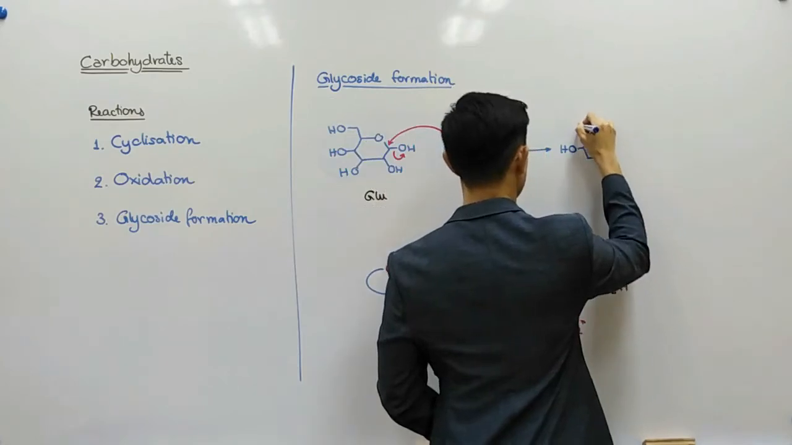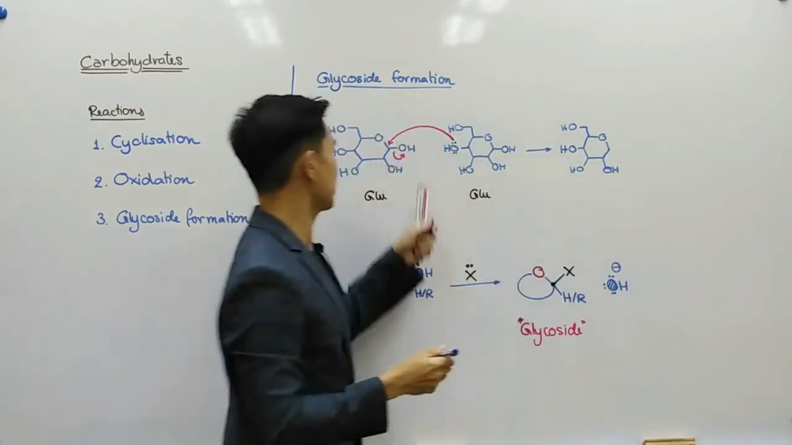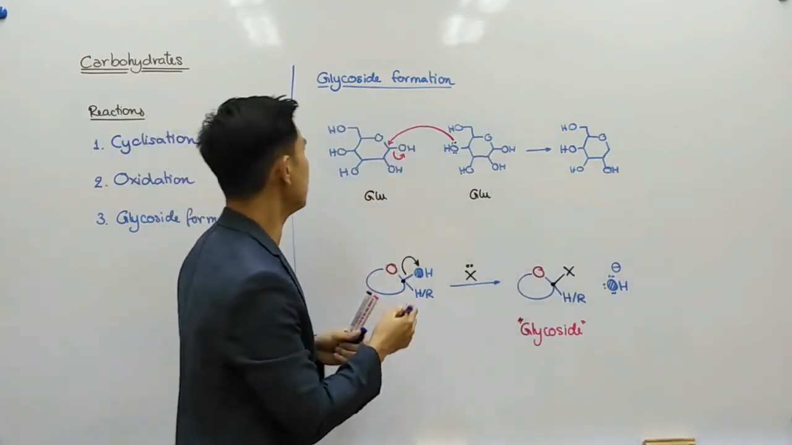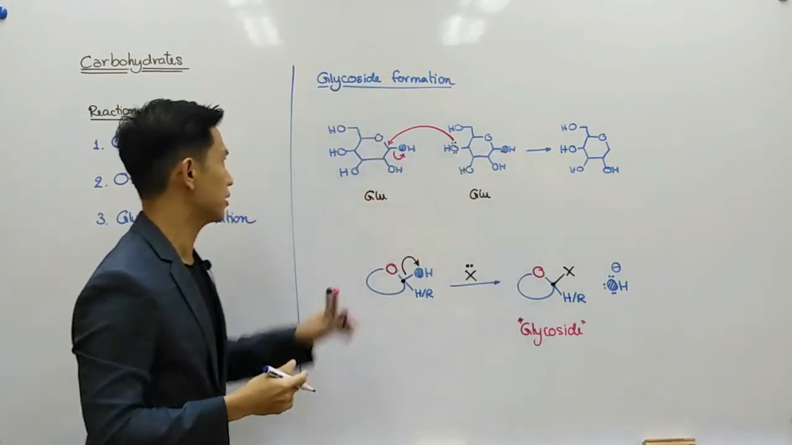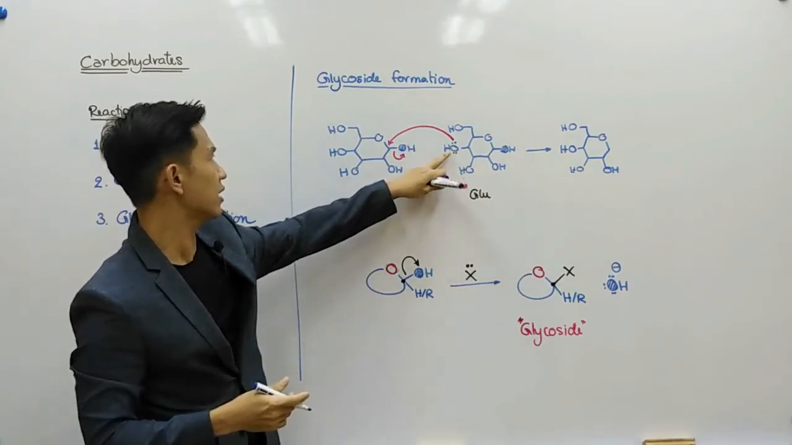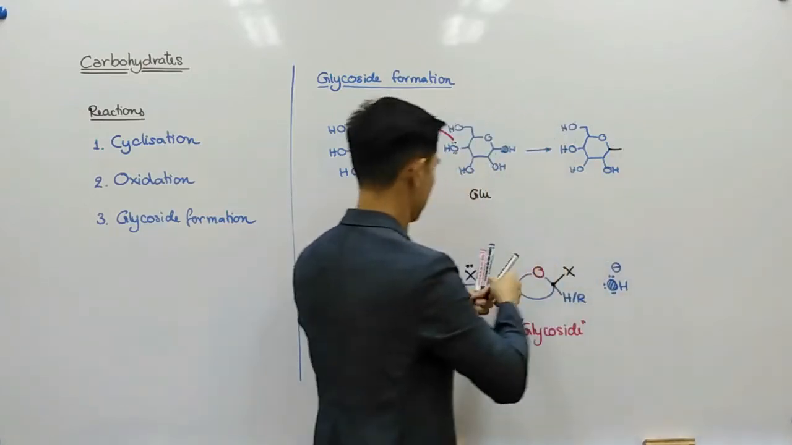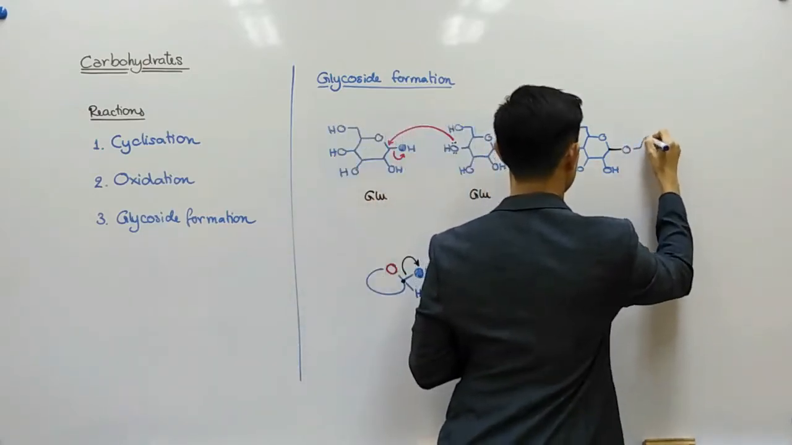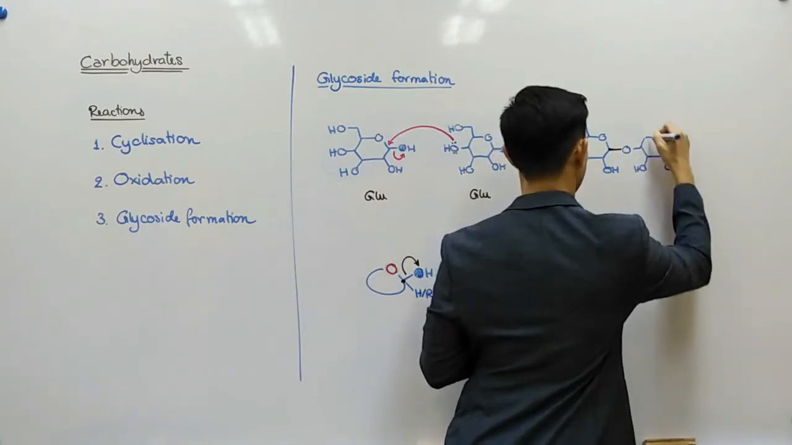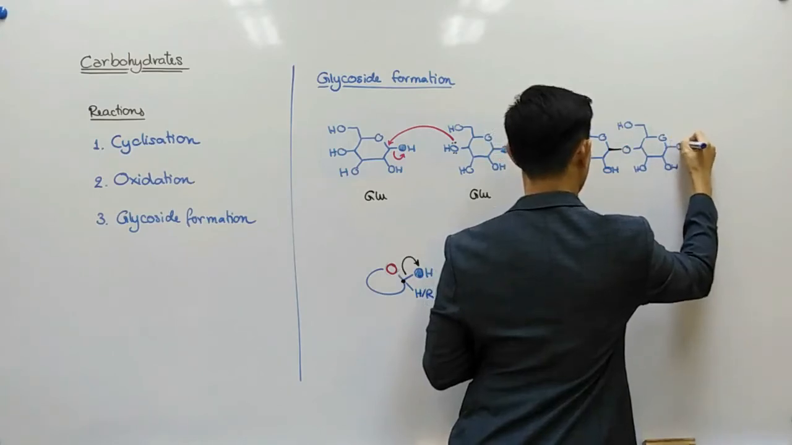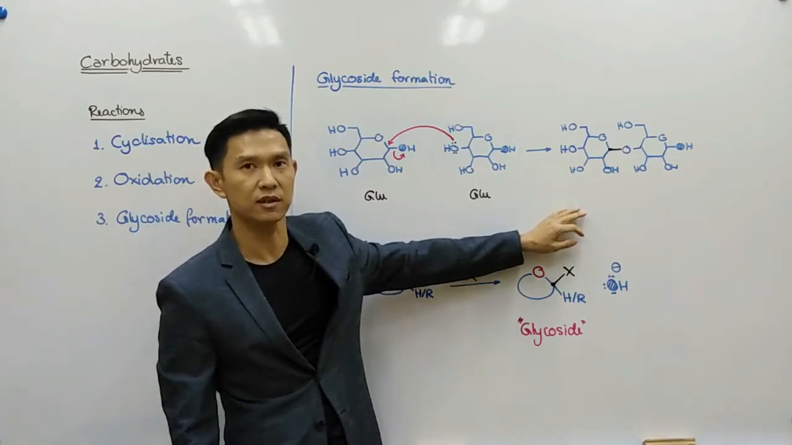This is the left hand glucose unit. It is now condensed with this one. So the OH that previously appeared as a carbonyl is kicked out, right? The O over here condensed, so you're constructing this bond. You have the oxygen of the second glucose unit condensed with the first one. Okay. So this is the product from the condensation.